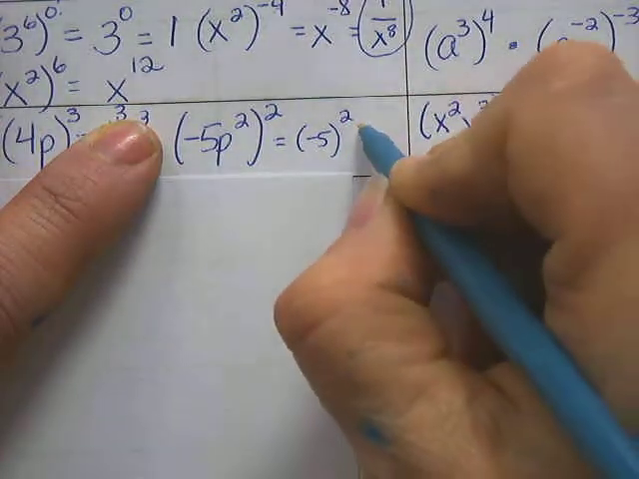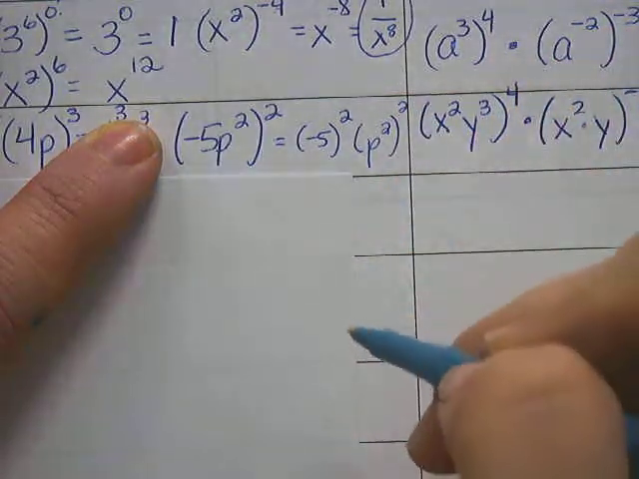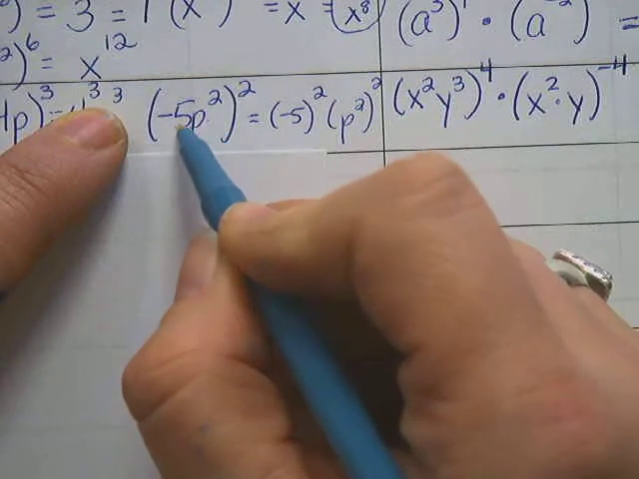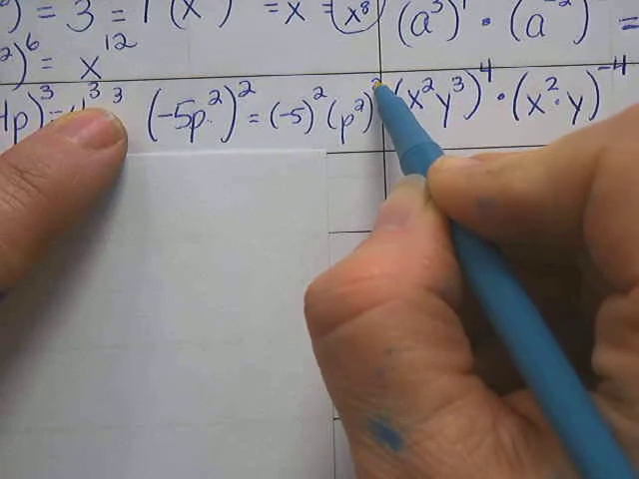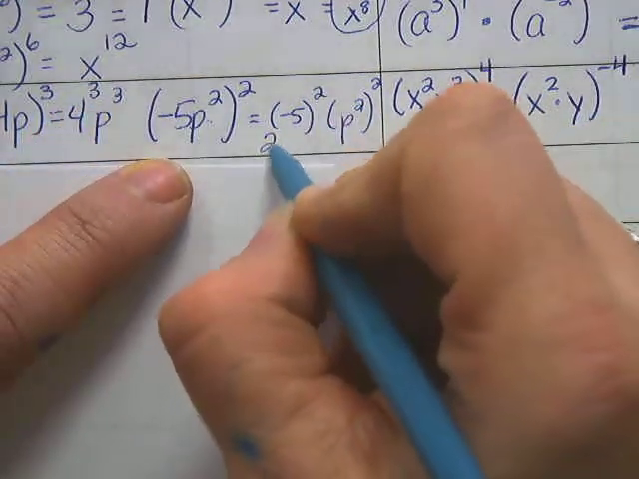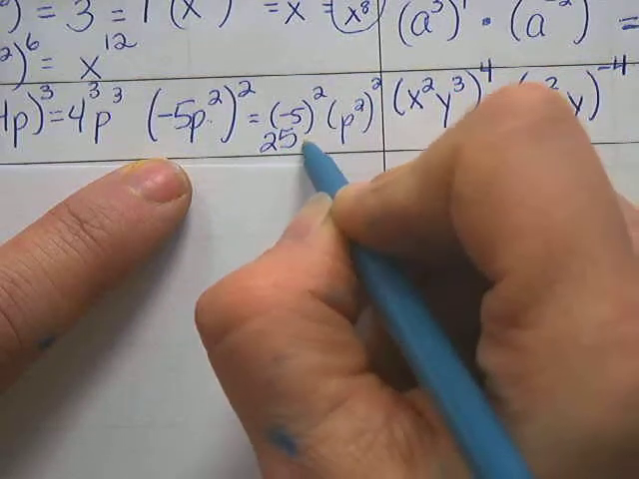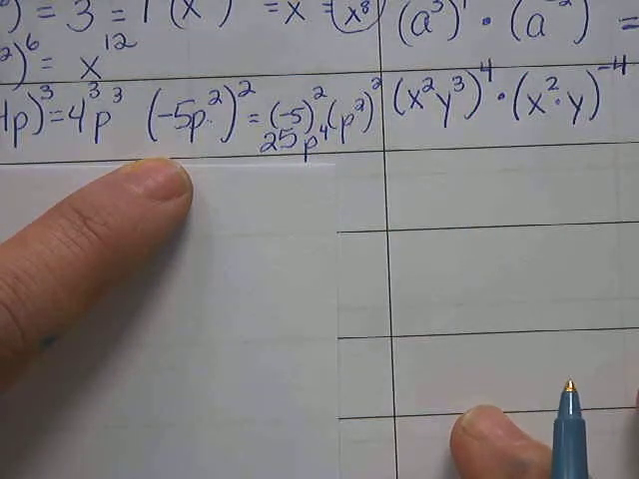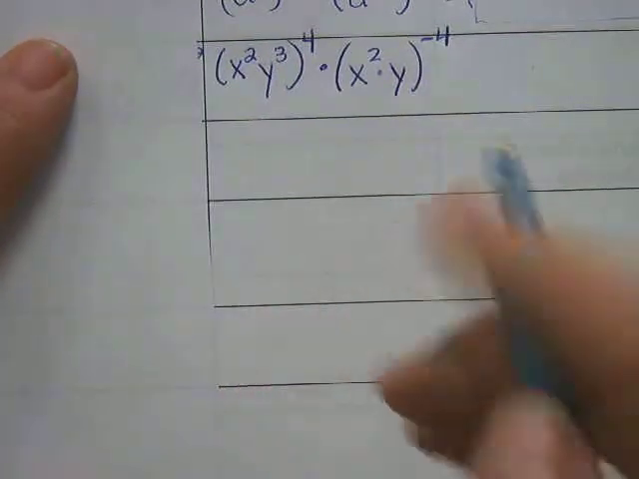And the last one, this one would mean we have to raise -5 to the 2nd power. Then we have to raise p squared to the 2nd power. So notice that within this problem, not only are we raising each part of the product to the 2nd power, but we also end up having a power being raised to a power. So to simplify this, -5 times -5 is 25, and p to the 2nd power squared is p to the 4th.